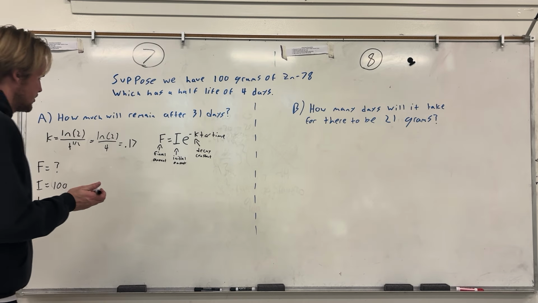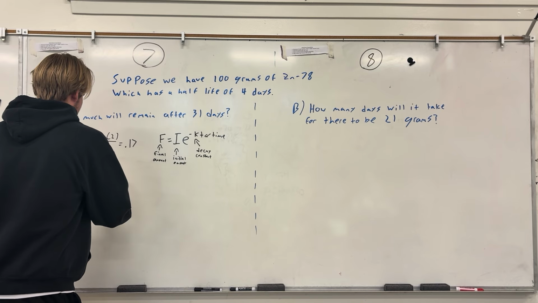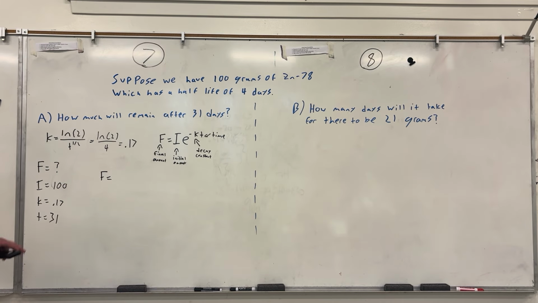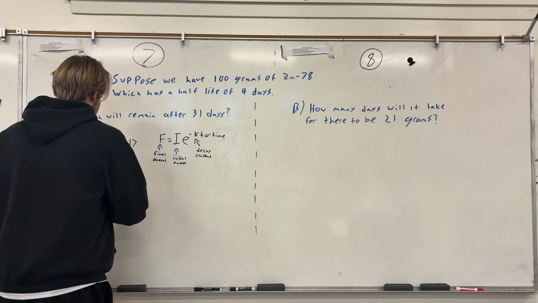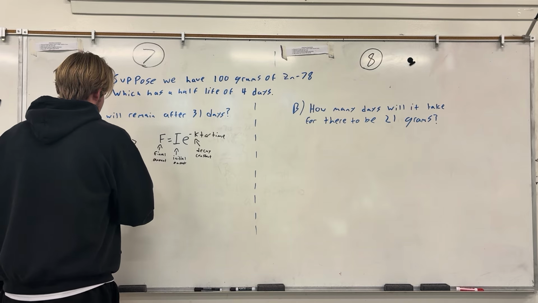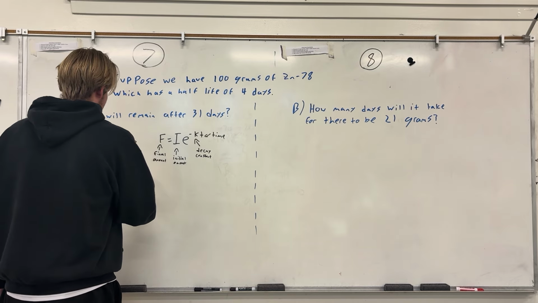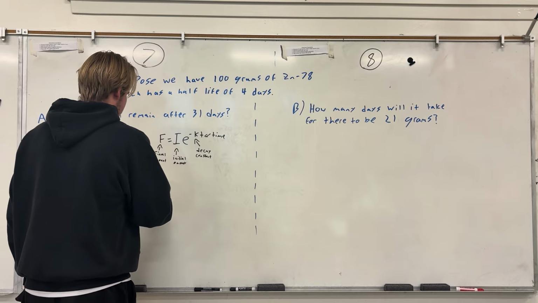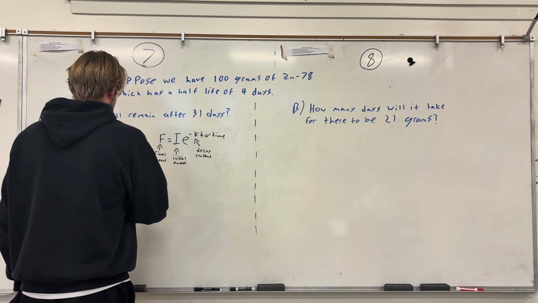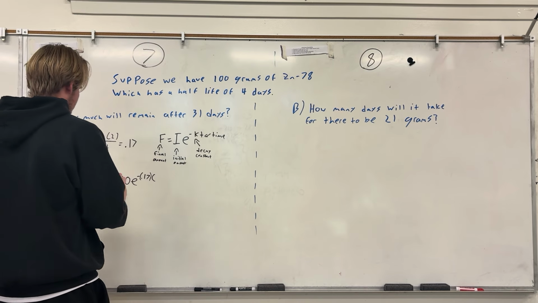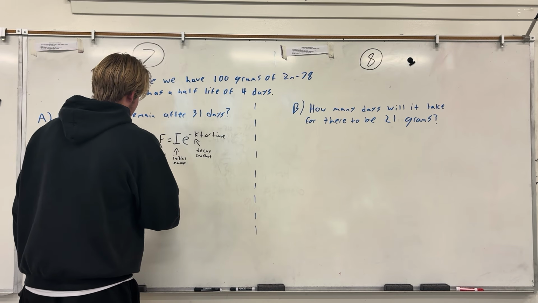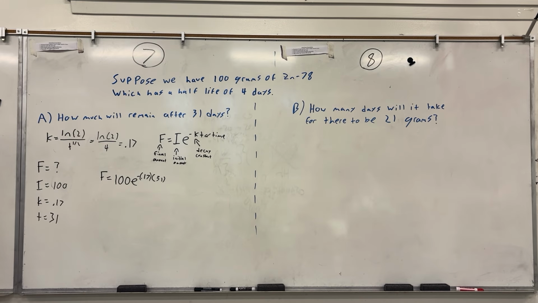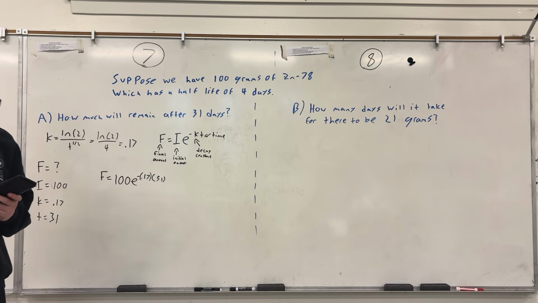Okay, let's plug everything in. So we got F equals, I is just 100 times E to the power of negative 0.17 times, T is going to be 31. If you guys just want to throw all this in your calculator right now, feel free to do that. You can break it up into little pieces. I'm just going to throw it all in the calculator.